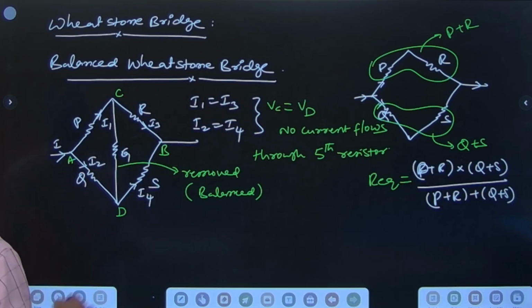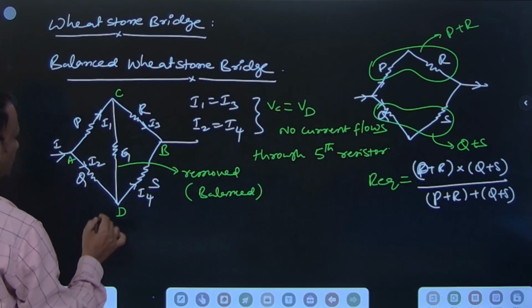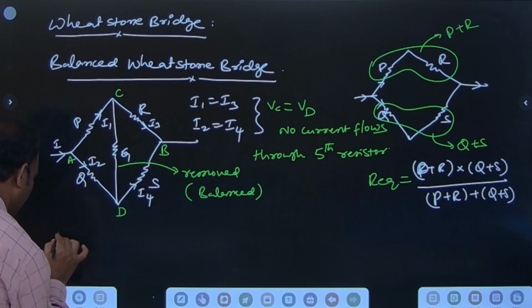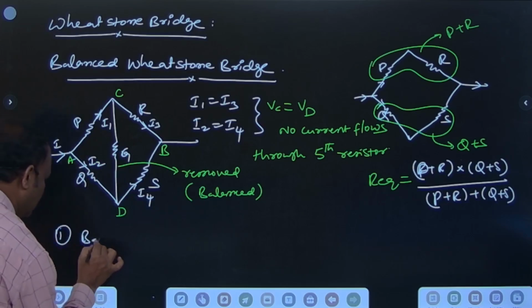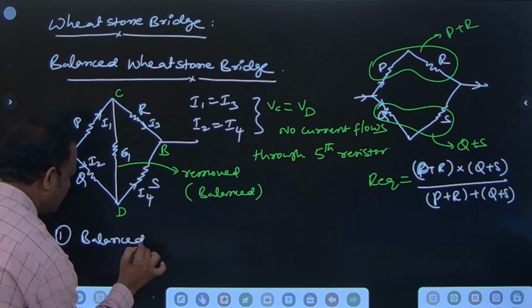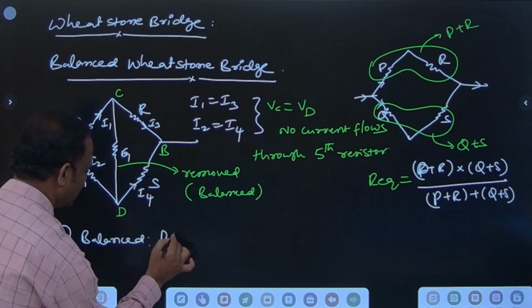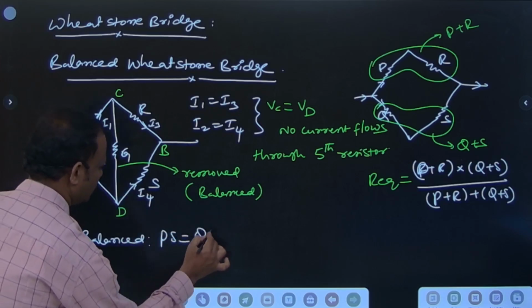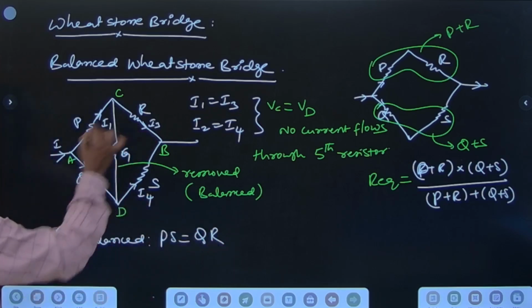Sir, what do you say about the unbalanced condition? See, the condition for the balanced bridge means PS is equal to QR.